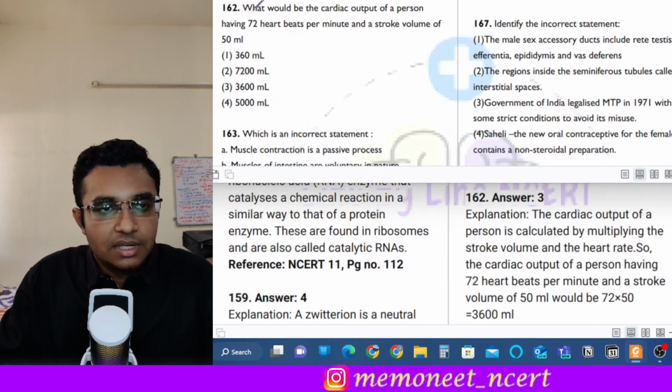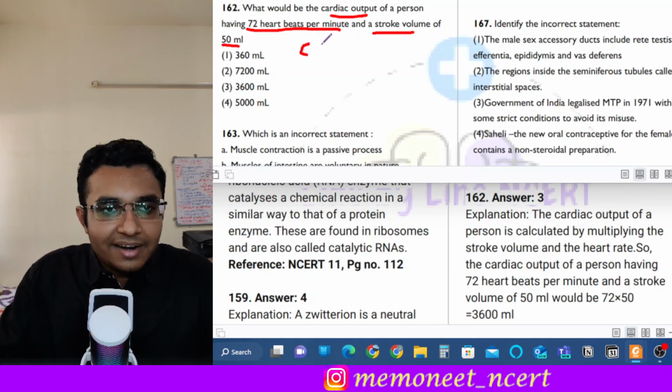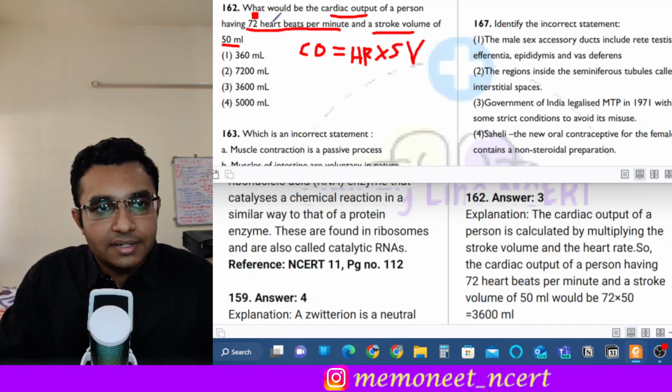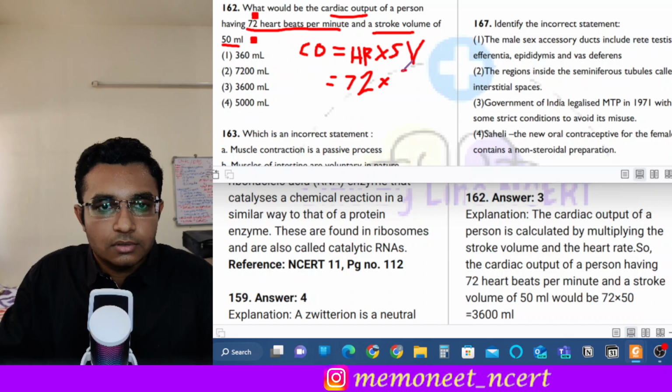Moving on to the next question, question number 162. What would be the cardiac output of a person having 72 beats per minute and a stroke volume of 50 ml? Now see, we know the formula for cardiac output is cardiac output equals heart rate into stroke volume, right? Here we are given heart rate, that is 72 beats per minute, and stroke volume, that is 50 ml. So we simply put that into this formula, then cardiac output will be equal to 72 into 50, which comes out to be 3600 ml. So the correct answer is option 3, 3600 ml.